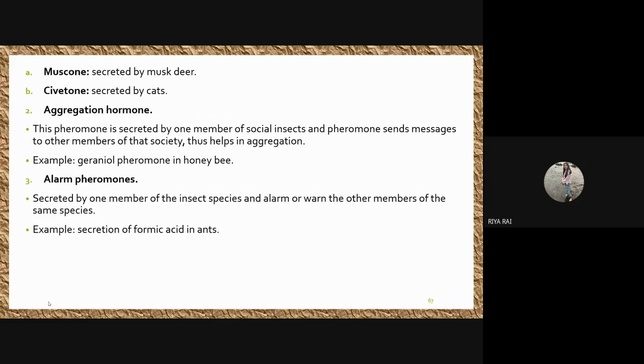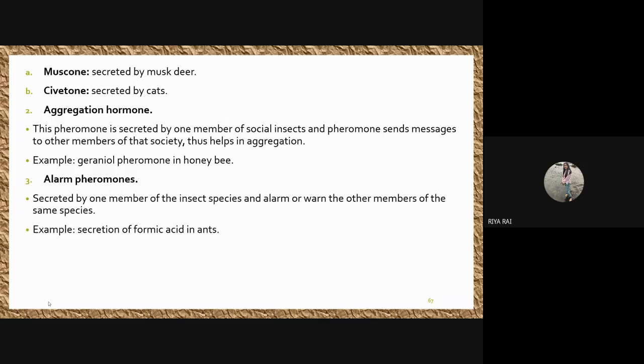Muscone is the type of sex pheromone which is secreted by the musk deer, and civetone is secreted by the cat. Aggregation pheromones are secreted by insects, through which they send a message from one group of insects to another, and due to this they get aggregated at one place, just like gyrolure pheromone, which is secreted by honeybees.